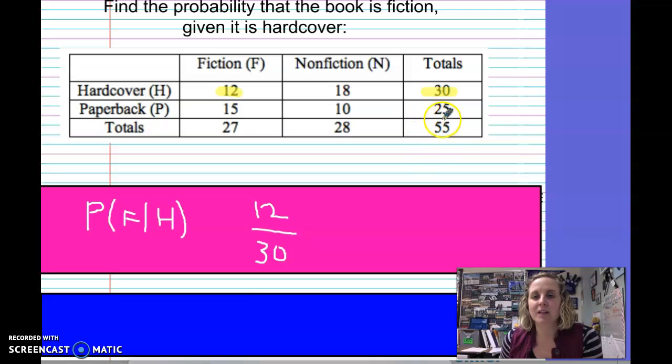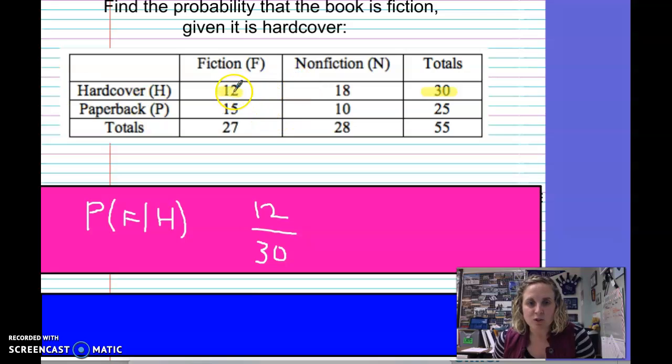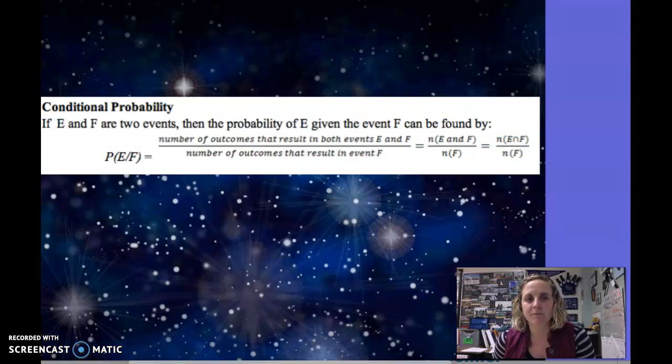This is conditional probability. We have a condition so that we don't have to look at our full value of totals. Here is the conditional probability formula. The probability of an event E given F has happened is the number of outcomes for both E and F out of the number of possible with F. So that's the intersection divided by total of F. From that last table, 12 is the intersection of hardcover and fiction out of the hardcover total. So that's where those numbers would come from.